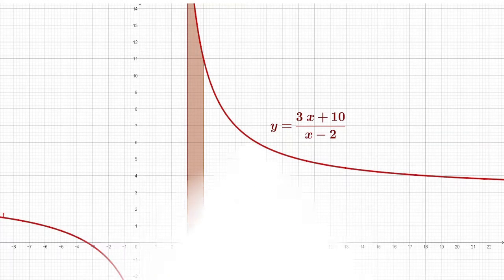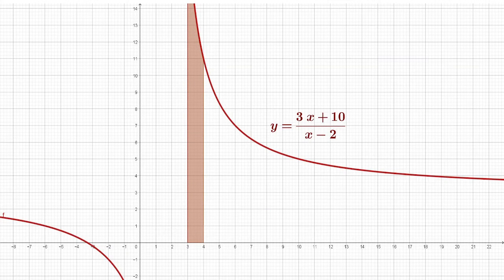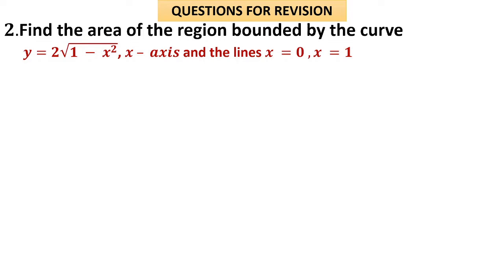Now if you want to visualize the graph of this, this is the function y equals (3x plus 10) upon (x minus 2), and the strip which you are seeing is the area bounded. We also got the value in the previous slide. Let us move on to the next question. Find the area of the region bounded by the curve y equals 2 into root of 1 minus x square. Here be careful.